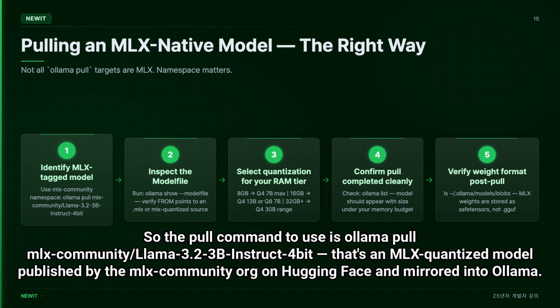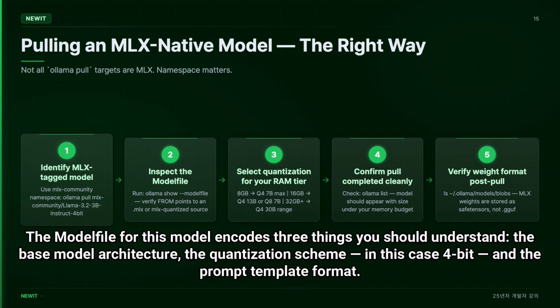So, the pull command to use is ollama pull mlx-community/llama-3.2-3b-instruct-4bit. That's an MLX quantized model, published by the MLX community org on Hugging Face and mirrored into Ollama. The model file for this model encodes three things you should understand: the base model architecture, the quantization scheme, in this case 4-bit, and the prompt template format.